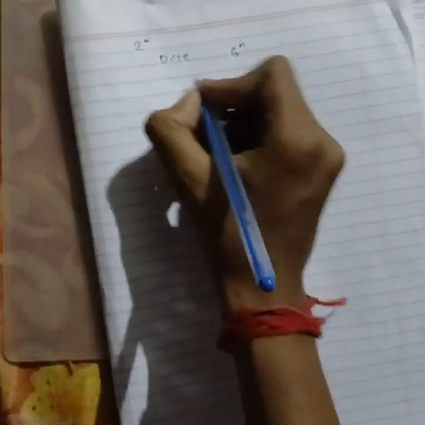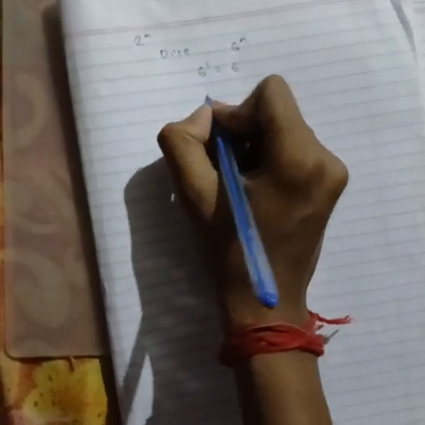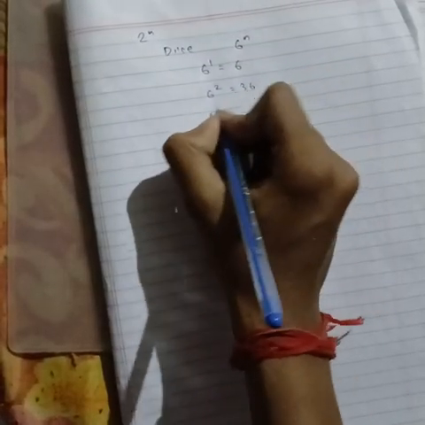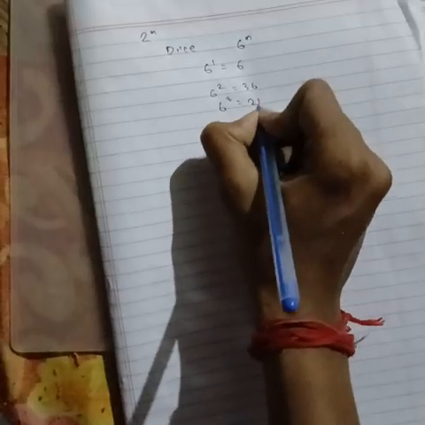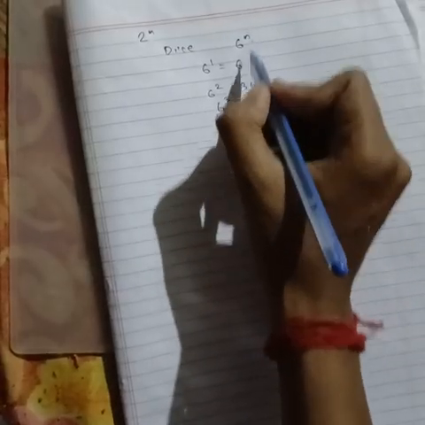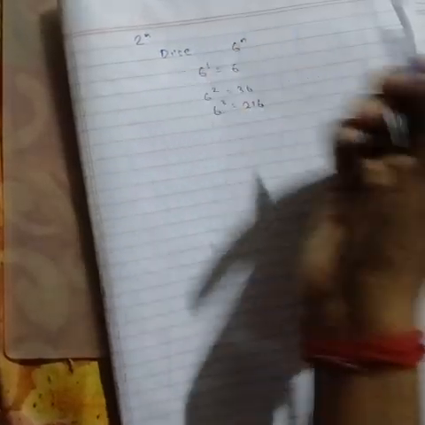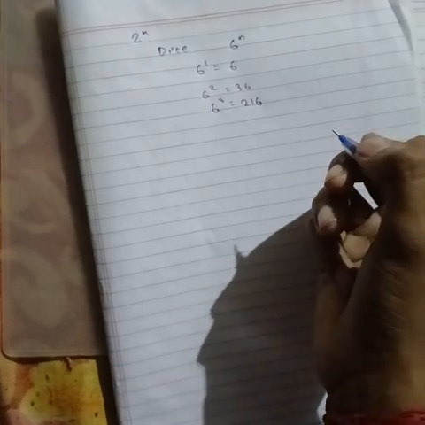So for 1 dice, 6 to the power 1 is equal to 6. For 2 dice, 6 to the power 2 is 36. For 3 dice, 6 to the power 3 is 216. Here n is the number of dice, or the number of coins. So this was all about dice and coins.